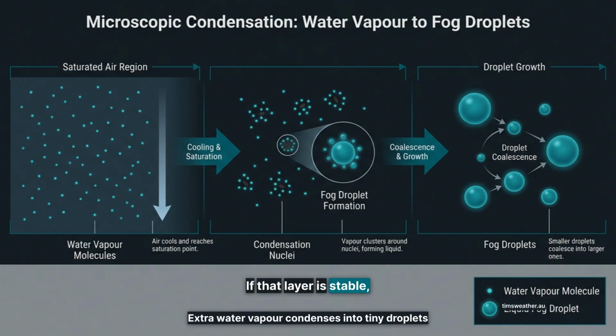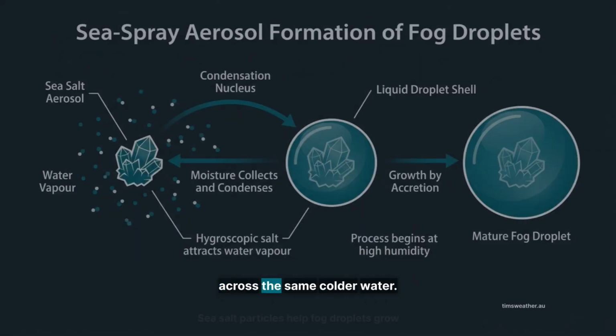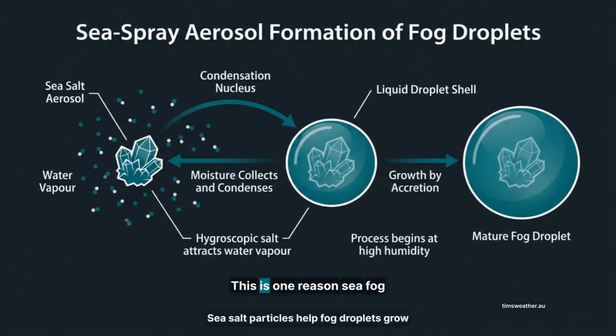If that layer is stable, air near the water does not mix upward very easily. That stability can let sea fog linger for hours, especially when moist air keeps flowing across the same colder water. This is one reason sea fog can last longer than radiation fog over land.